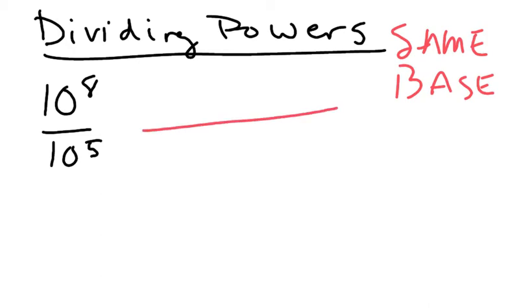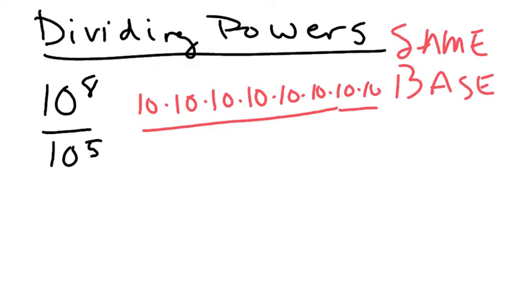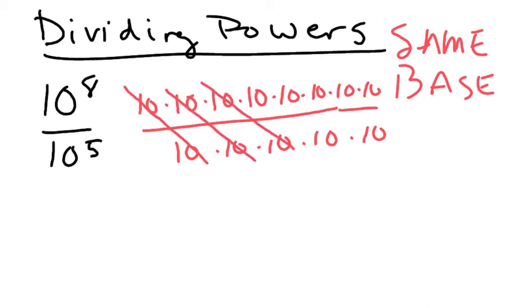Okay, when in doubt, string it out. So that's 10 times 10 times 10 times 10 times 10 times 10 times 10 times 10. 1, 2, 3, 4, 5, 6, 7, 8. Divided by 10 times 10 times 10 times 10 times 10. Now, since I'm dividing and I have this fraction here, I think I'll cancel. A 10 will cancel with a 10. Won't those cancel? See them canceling? What's left?